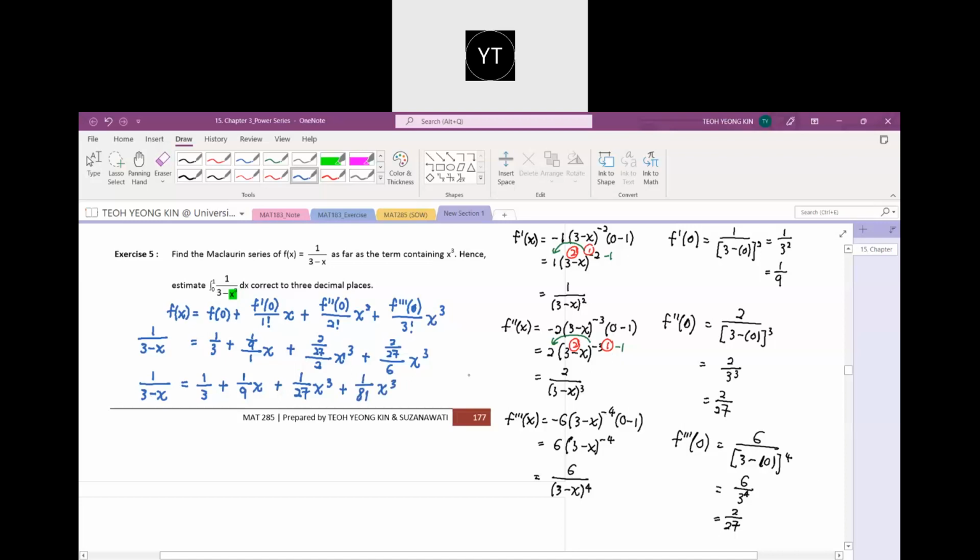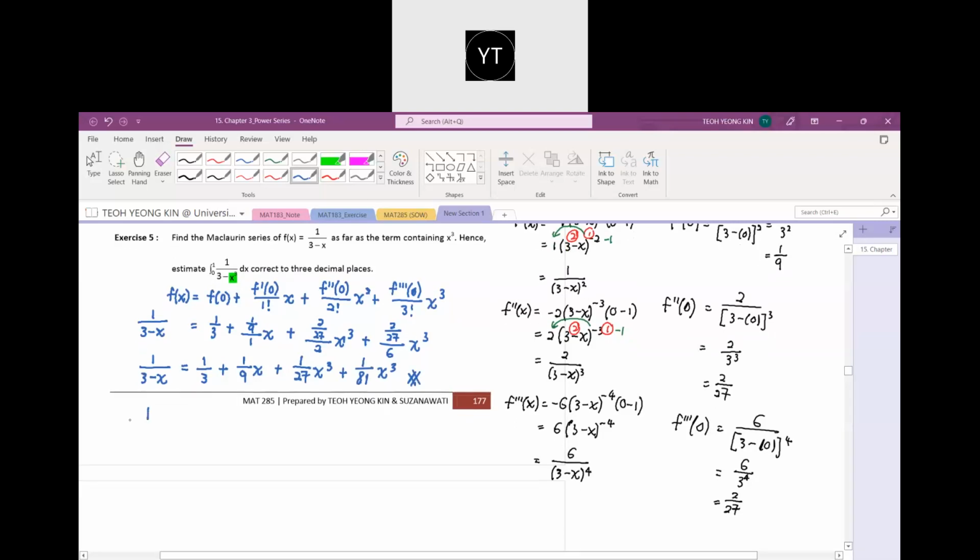So here is the function for 1/3 minus x. This is the answer for the first part. Hence, the estimate for this one. Before I try to integrate, what I have to do is find 1/3 minus x cubed. Now x is changed to x cubed. So here is 1/3 plus 1/9, and this x we change to x cubed. That's why I put a bracket, x cubed.